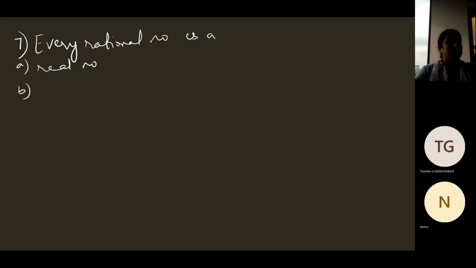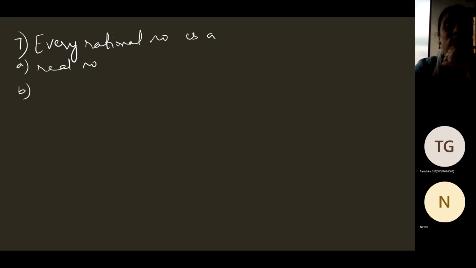Real number is the complete collection, like the zoo. And in the zoo, we have different animals. Like that, in real numbers, we have rational numbers. Now every lion is an animal, right? So every rational number is a real number.